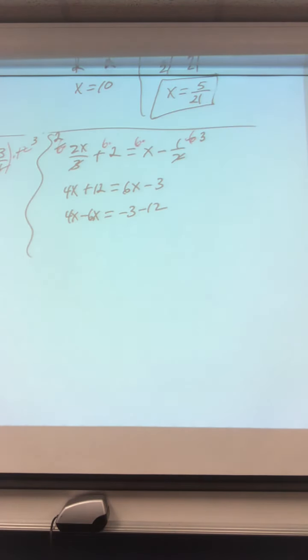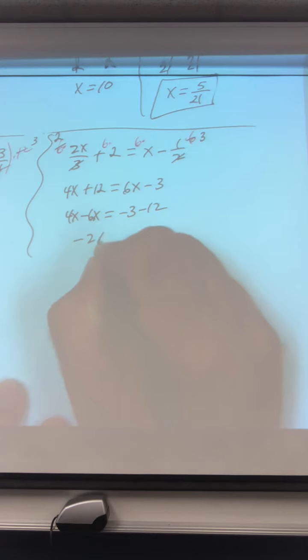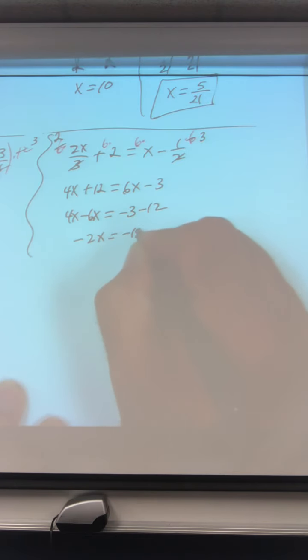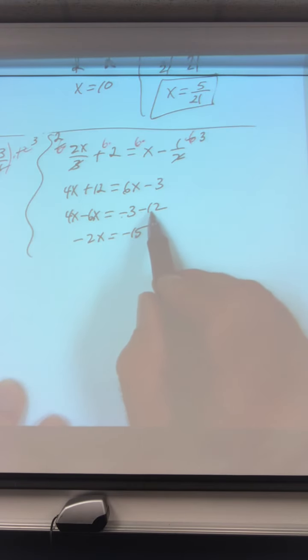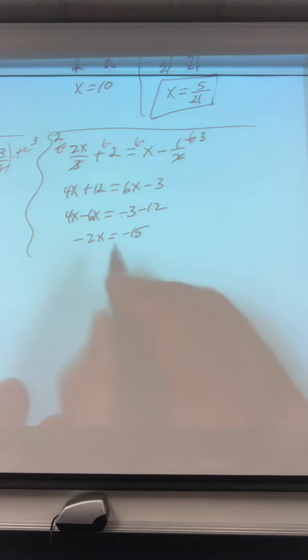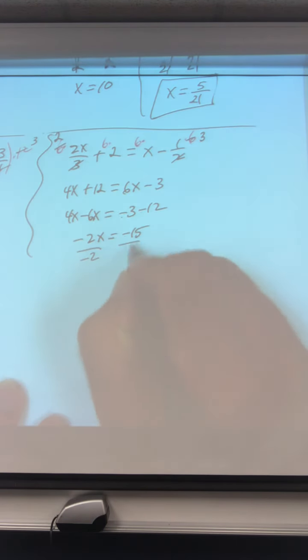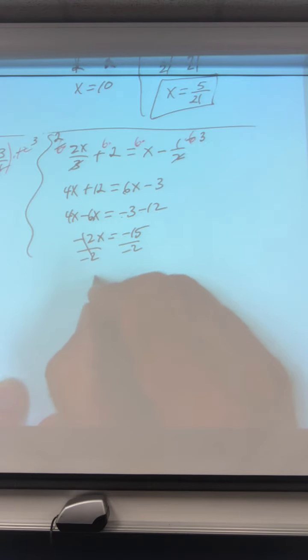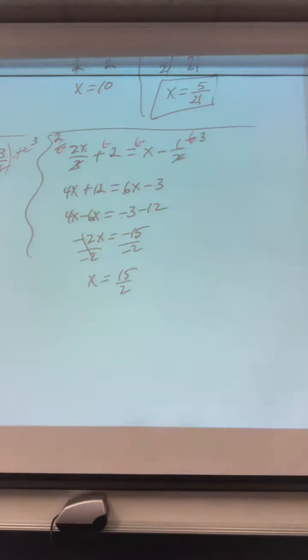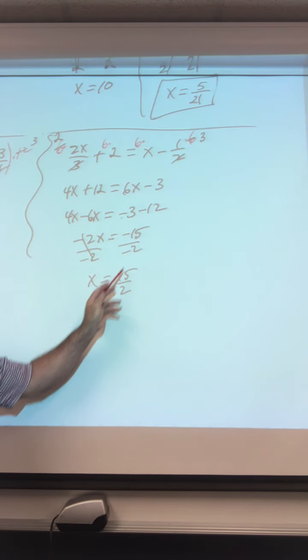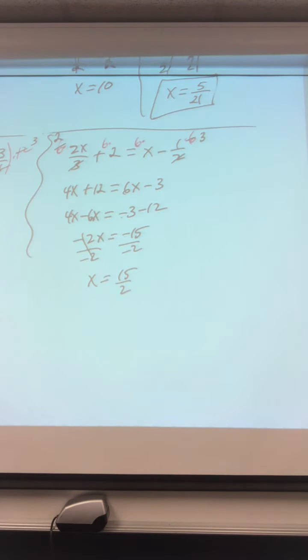All right, so we've got negative 2x equals negative 15. Back to that very first video, if you lose 3 and then you lose 12 more after that, you've lost 15. So you really need to know the rules for multiplying and dividing, adding and subtracting positive and negative numbers. Then divide by the coefficient, negative 2. And then remember, a negative divided by a negative is a positive, and 15 over 2 does not reduce.